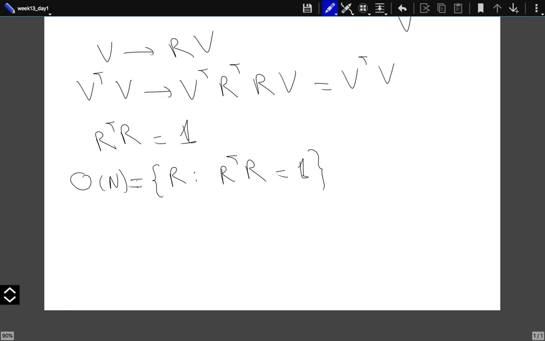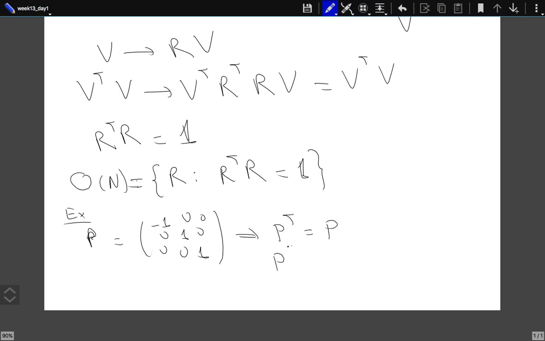You see, if you look at, for example, R equal to the diagonal matrix minus 1, 1, 1, or this is usually called P, some form of P. If you look at this one, P transpose is actually P, and P transpose P is the identity element. So this tells me that P is a member of O(N). But P is definitely not a rotation. It just changes the x component to the minus x component. So it's not really a rotation.